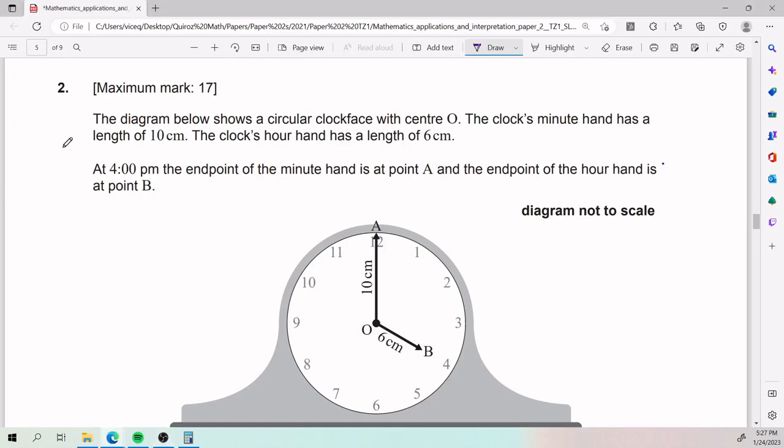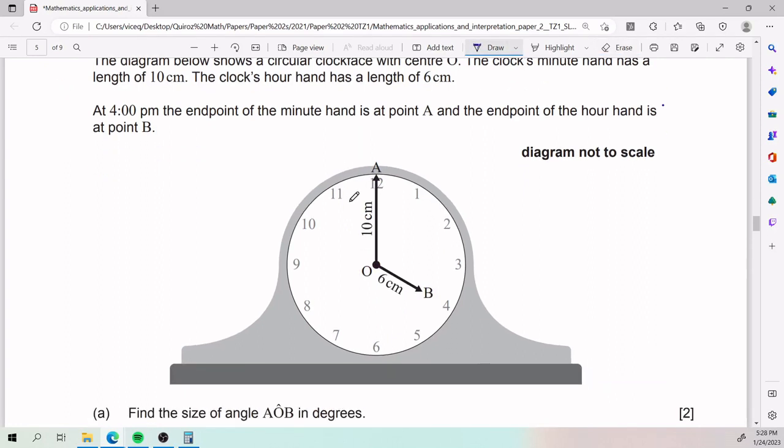And for the second one, we have that the diagram below shows a circular clock face with center O, which is this guy there. The clock face minute hand has a length of 10 centimeters, it's this line here, and the clock face hour hand has a length of 6 centimeters, that is there. At 4 o'clock, we have point A and point B, which is what it says there. See? All right, so all the information that is given to us is already drawn into the diagram. It's always worth double checking that.